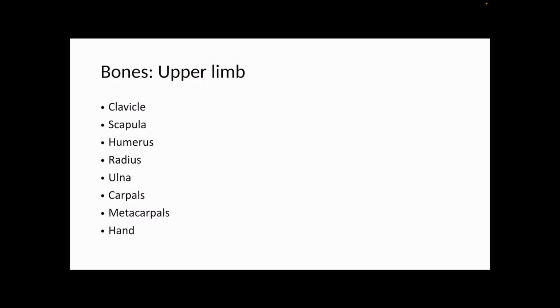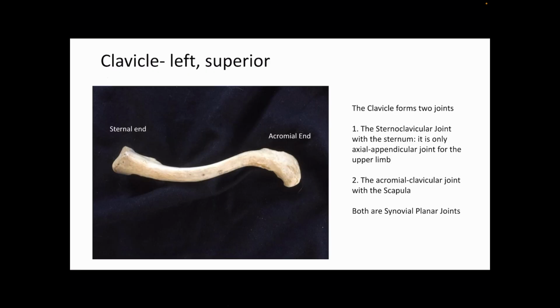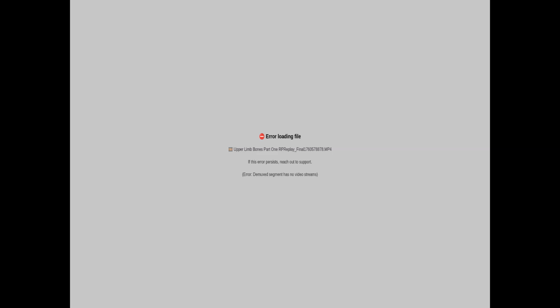The clavicle, scapula, humerus, radius, ulna, carpals, metacarpals, and the hand. Let's start with the clavicle, also known as the collarbone.